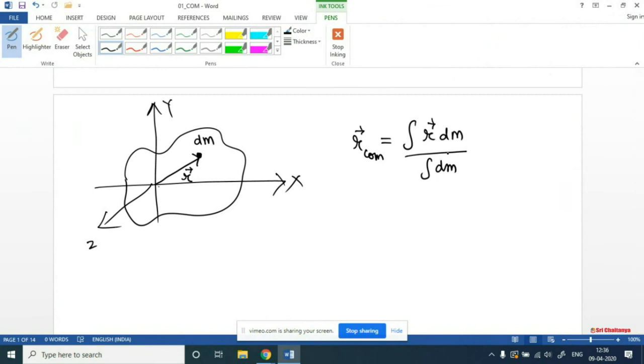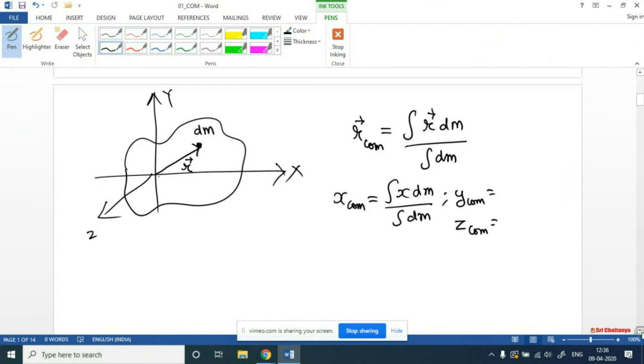In the Cartesian coordinate system, the x coordinate of the center of mass could be written as the integral of x dm over the integral of dm. Similarly, we can write y cm, and similarly z cm. So there is no problem in that. That is the formula for continuous mass distribution.